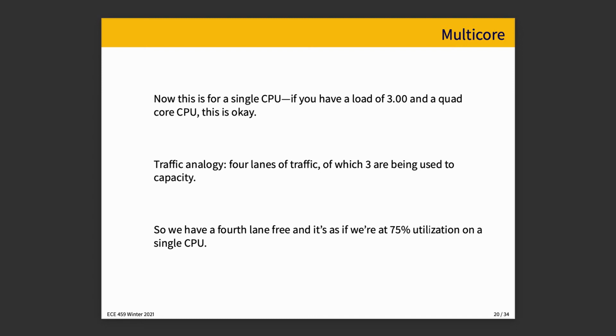Now that's for a single CPU. If you have a load of 3.00 and a quad-core CPU, then we're still okay. There's still more capacity. Just think of that as being 4 lanes of traffic, and if you put all the cars together, it's as if 3 lanes are being used to capacity right now. It won't be exactly like that because you wouldn't have one CPU sitting idle and 3 of them maxed out, hopefully. But just to give you an idea of how we are doing with regard to capacity, this gives you some way of measuring it.